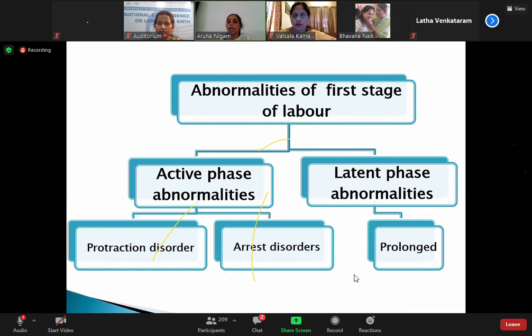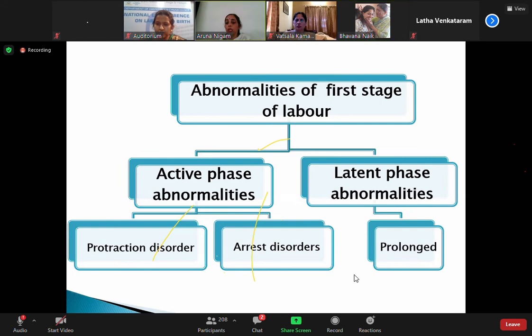So this has been on the basis of dilatation, and they have not considered effacement in this. Remember that the previous definition of the active phase of labor was 4 centimeters, 50% effaced. This was the guideline for the active phase when we were talking of 4 centimeters, but now they have not considered effacement because we think that at 6 centimeters effacement must be more than 50%.